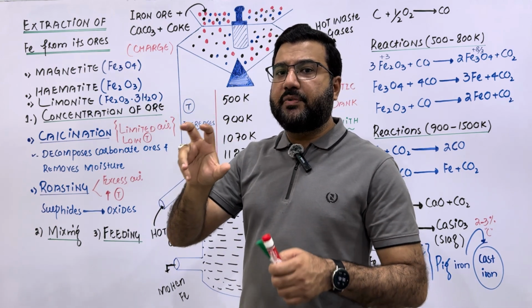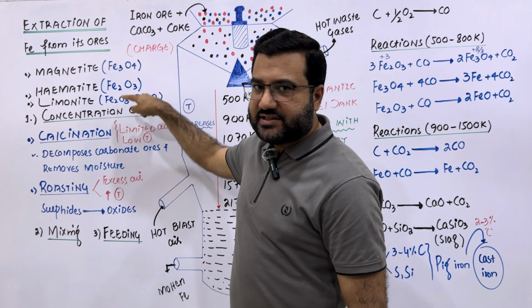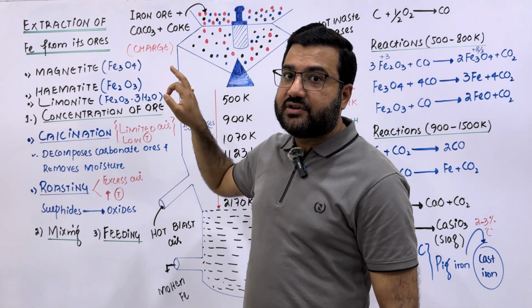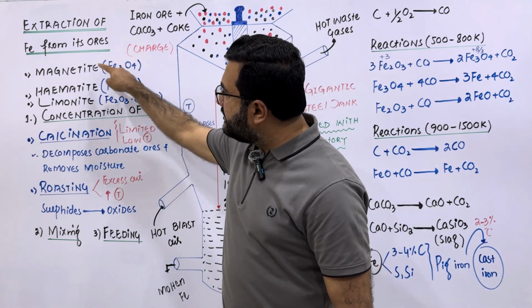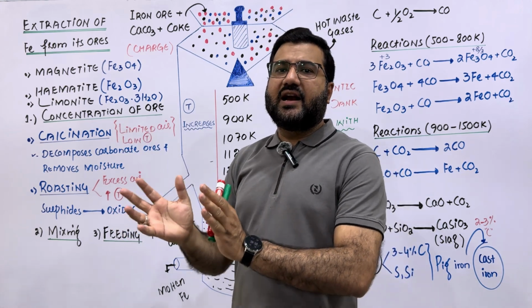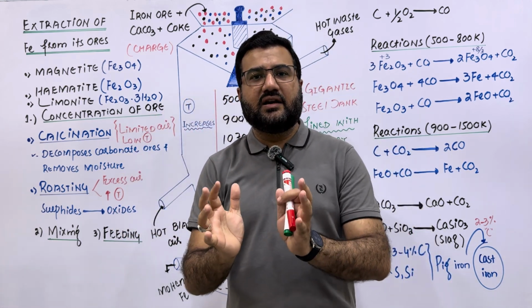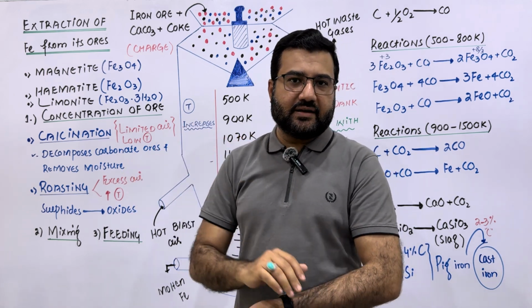If you want to obtain pure iron out of these oxides, you will have to remove this oxygen, and removal of oxygen is called reduction. It means that by reducing all these ores you can get pure iron. And in this topic we are going to learn how these ores can be chemically reduced to pure iron.